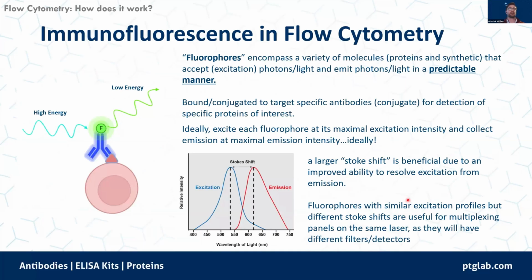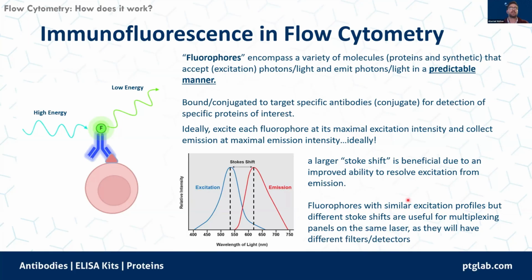Okay, so that's the side scatter principles, and then just quickly considering immunofluorescence in the context of flow. Fluorophores encompass a variety of different molecules. These can be either proteins or synthetic molecules. But the important thing is that they accept or become excited by photons of light and emit photons of light in a very predictable manner. So we know exactly what wavelength of light is going to cause this molecule to become excited, and we can expect what wavelength of light it will emit as a result.